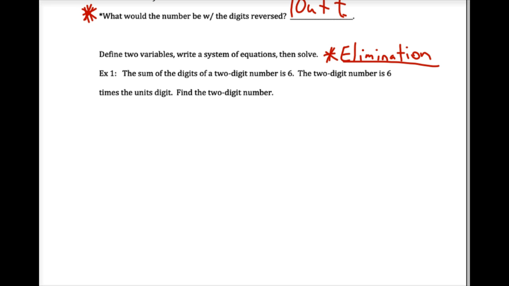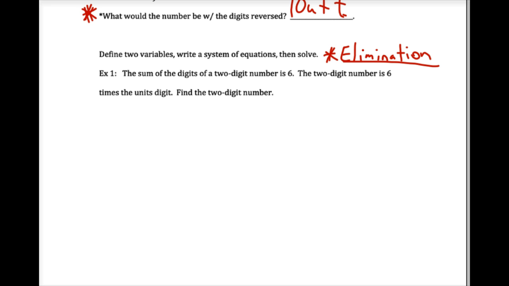The sum of the digits of a two-digit number is 6. The two-digit number is 6 times the units digit. Find the two-digit number. What type of problem is it? A two-digit number problem. Does it say anywhere in here about the digits being reversed? No. You don't have to do the 10u plus t.